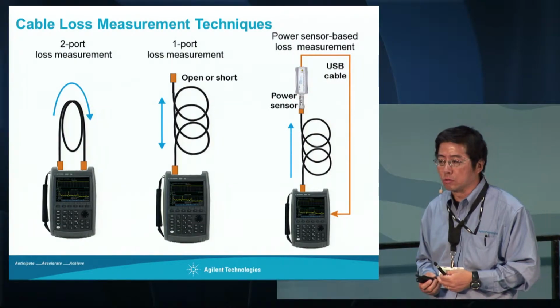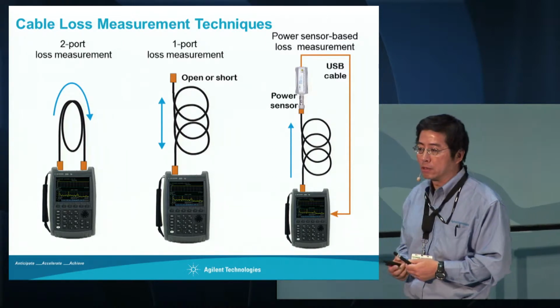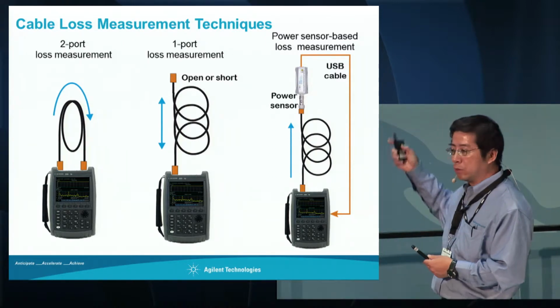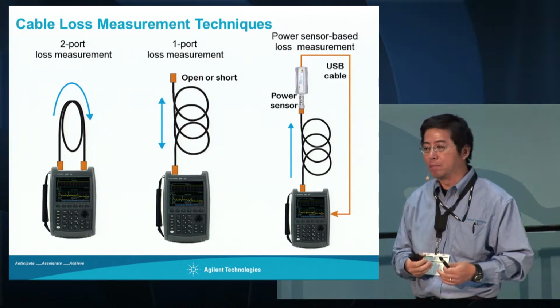If you happen to have a very long cable or a huge loss device, like on an airplane or radar, you can use a power sensor to make those measurements. When you make a power sensor USB measurement, the frequency on the USB is much lower, so you don't suffer a big loss.